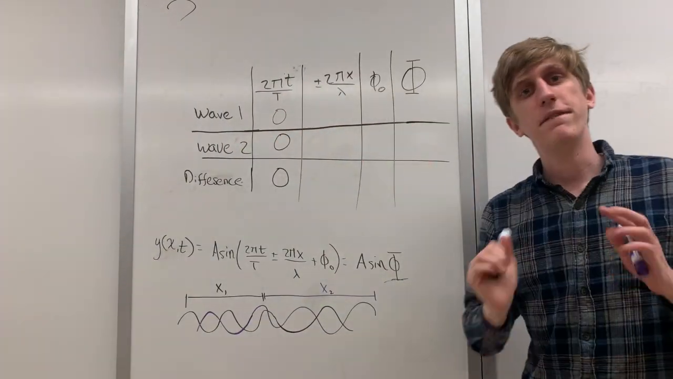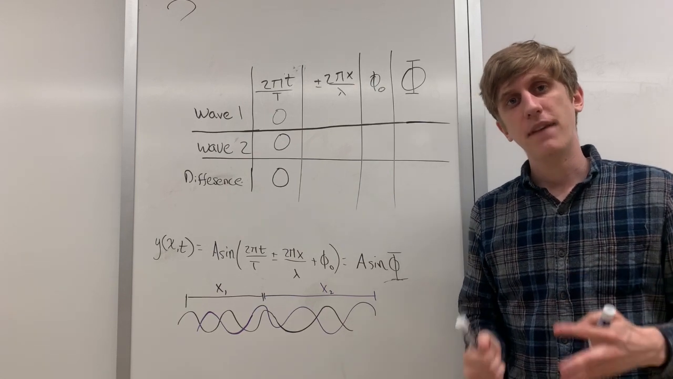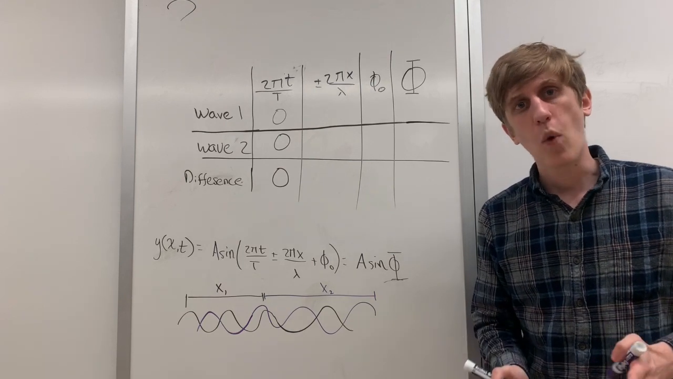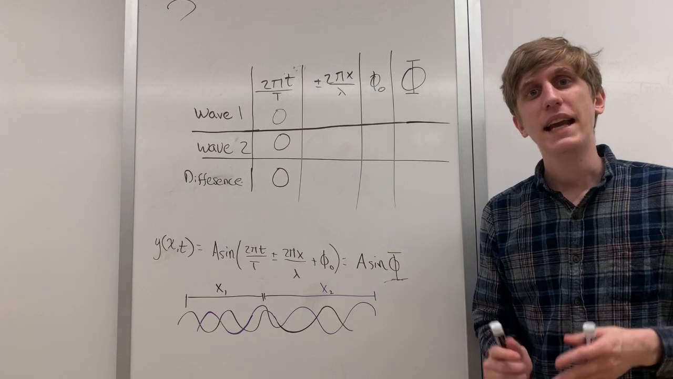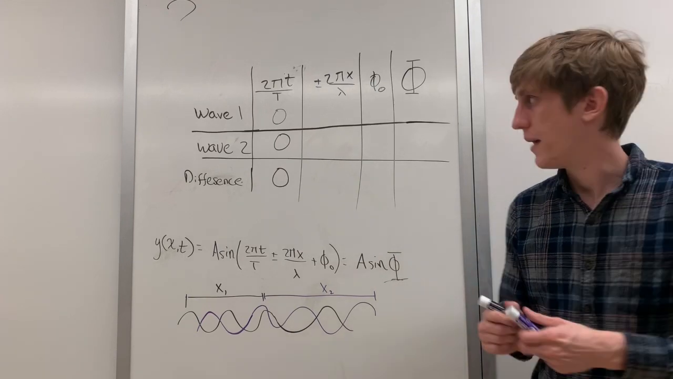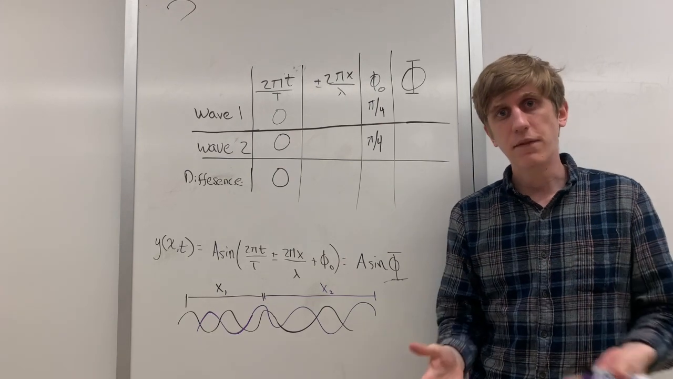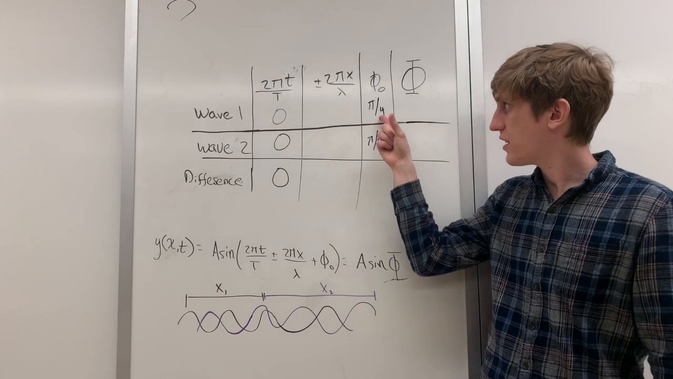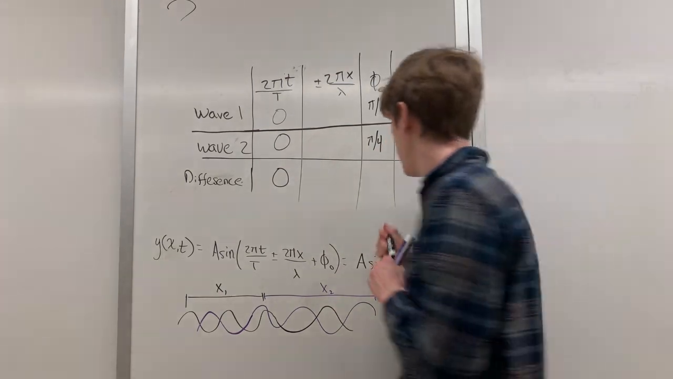Next, let's look at the fixed phase constant. We already said that the fixed phase constant was the same for both waves. Let's just pick one to be a little more concrete. Let's say that the phase constant is pi/4 for both of them. So what's the difference in the fixed phase constant? Well, it's just 0. These two phase constants are the same, so the difference between them is 0.